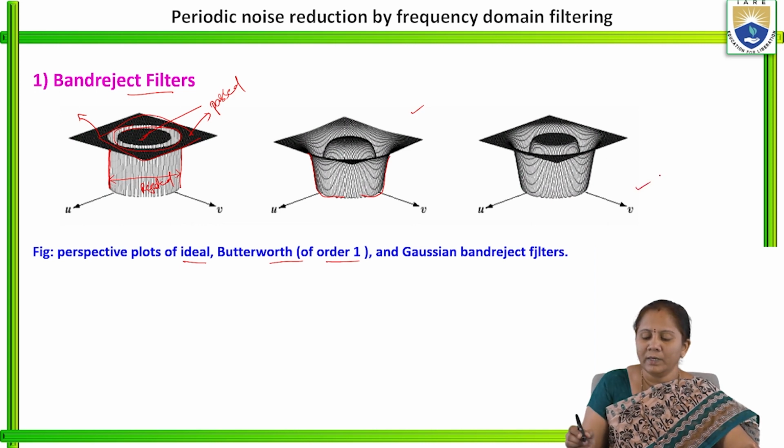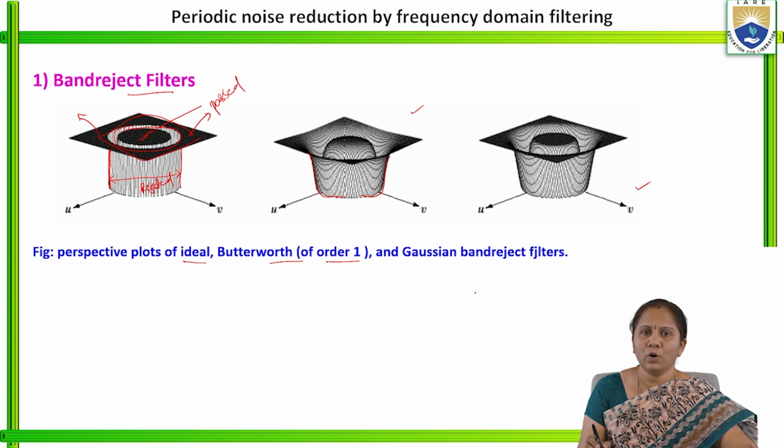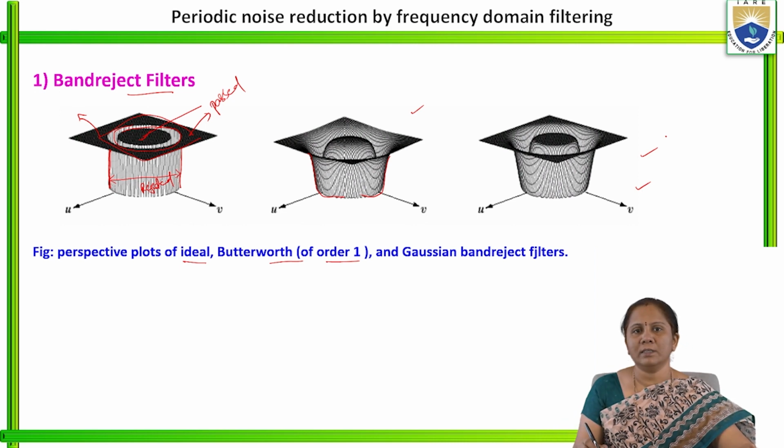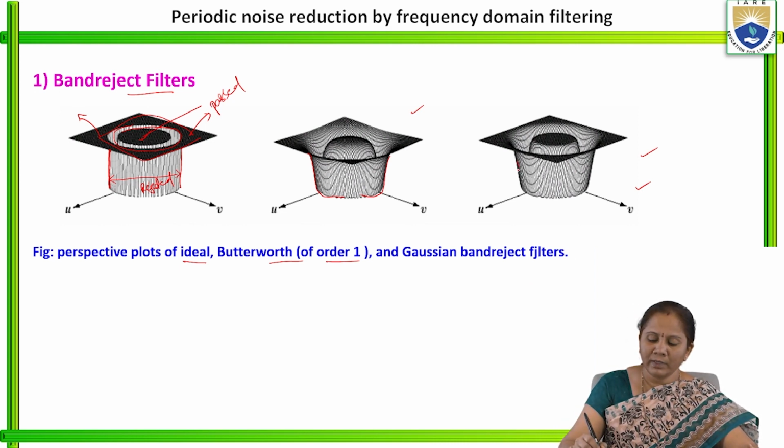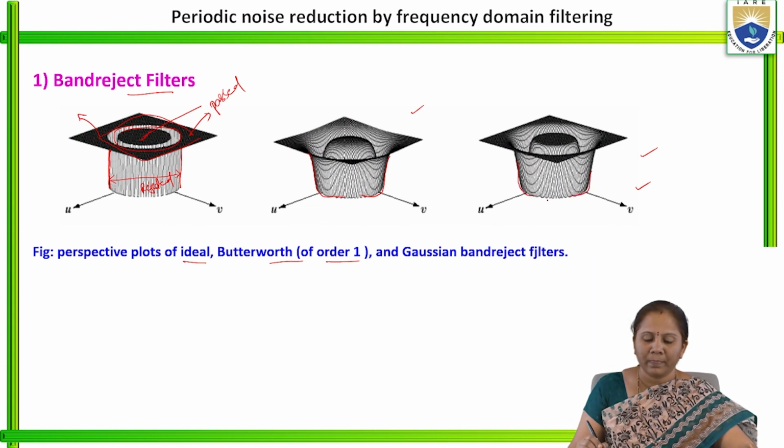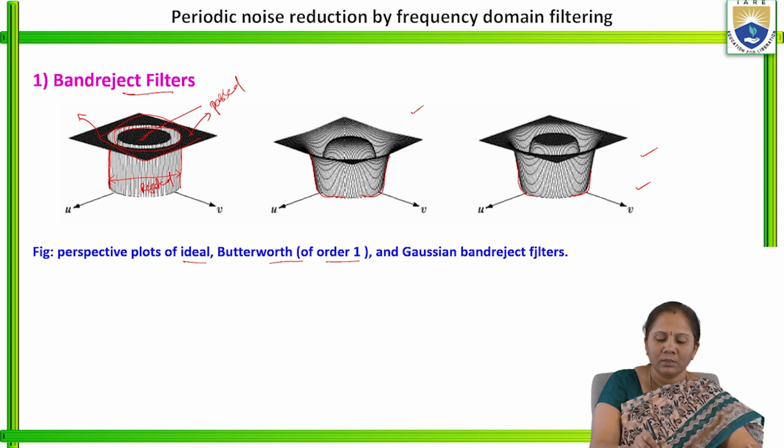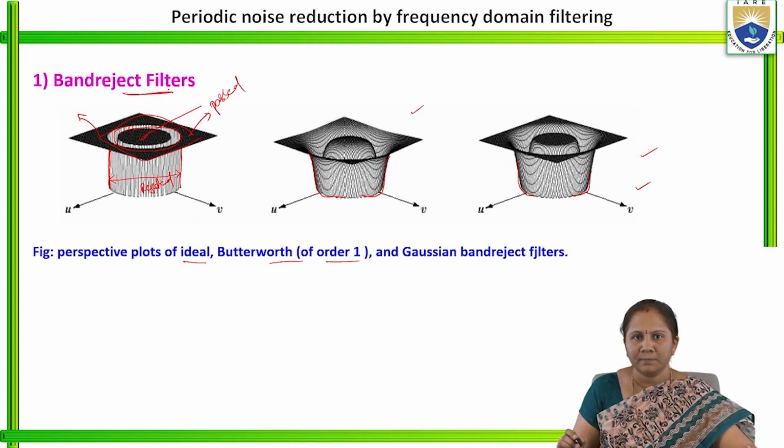And the third one represents a 3D representation of the Gaussian band reject filter. We can see that in the Gaussian band reject filter also, we have a smooth transition. So this is about band reject filters.